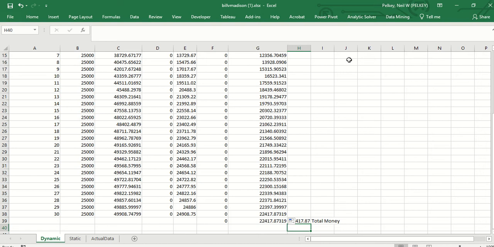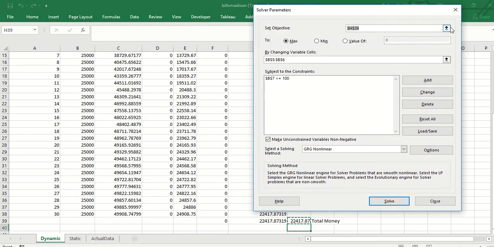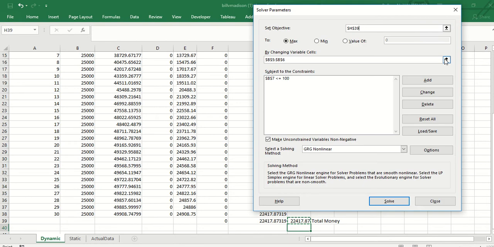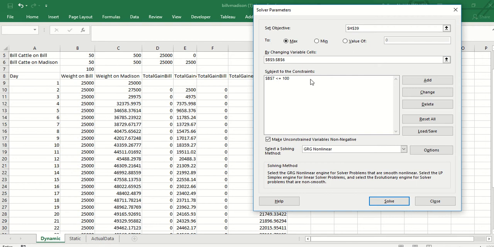So we'll go back to our data and Solver, and what we want to maximize is the total money, which is H39. And we want to change the cells way back up here, the number of cows on Bill's and the number of cows on Madison's. Right, and again, the constraint is they can't have more than 100 cows. But this is a feedback situation where your cows get fatter and compete with each other and don't magically grow to the end. And so we have this dynamic solution that we need to solve. The calculus of variations on this would be unpleasant, so we use Solver, and we're going to click Solve.